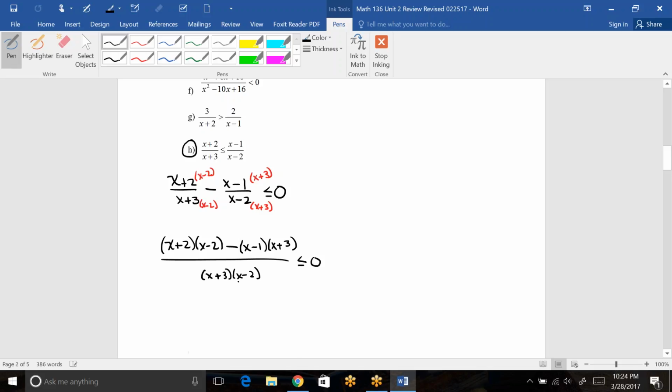Be careful here thinking that you can cancel. You cannot cancel anything because there's a subtraction sign in the middle here. This requires you to FOIL and then subtract.